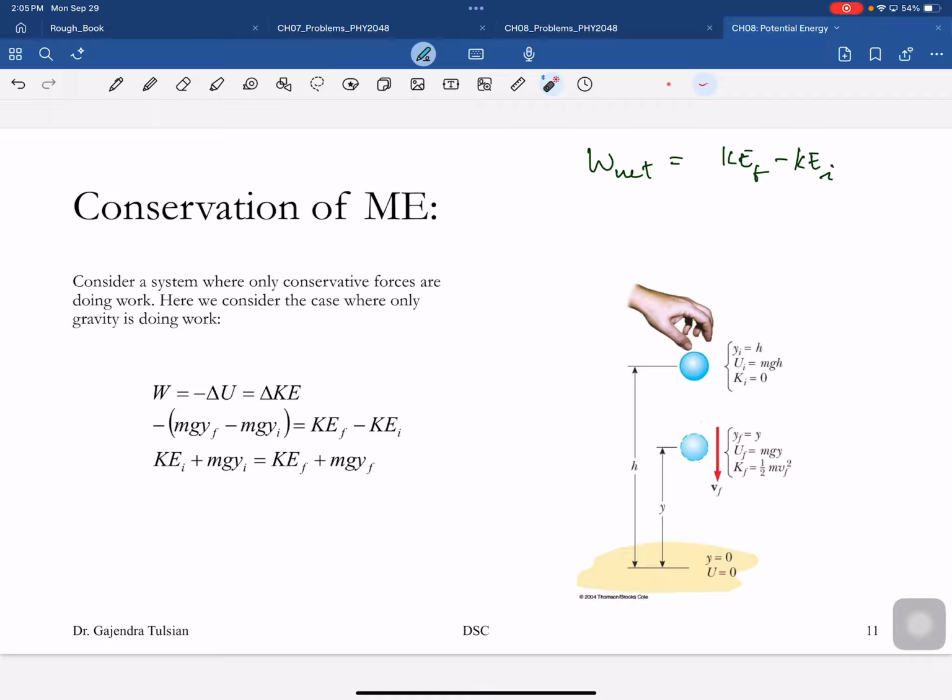Here's this object as it's going up and down. What is happening? Its speed is changing and so on. The question is, is anything constant during that motion? And what we are saying is the mechanical energy is constant.